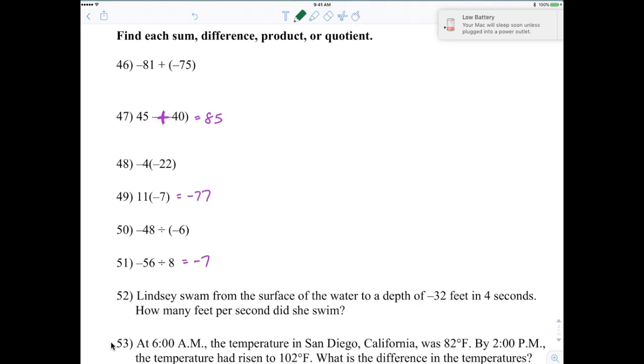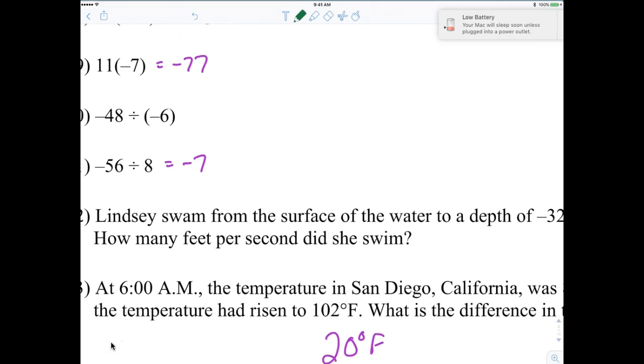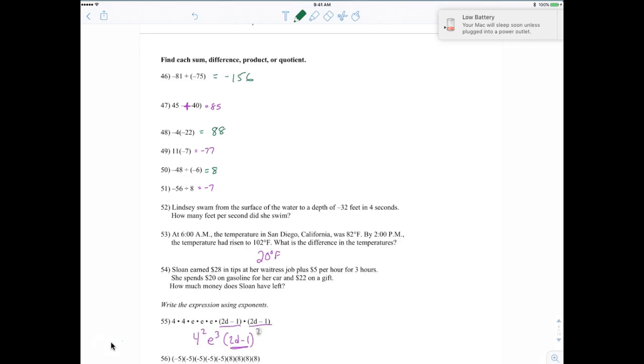Negative 81 and negative 75. Negative 156. Right? Number 48. Negative 4 times negative 22. You're multiplying, so it'd be positive 88. 4 times 22 is 88. Negative divided by negative is positive, so positive 8. All right. What did you get for 46 again?